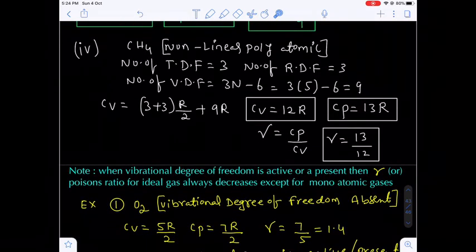Okay, now come to methane. Methane is a non-linear polyatomic. So the number of translational degrees of freedom is 3 and rotational will be 3. So the total will be 3n minus 6.